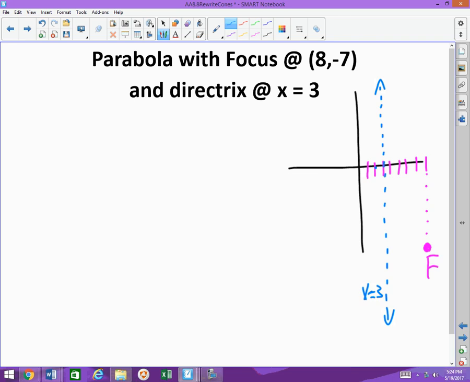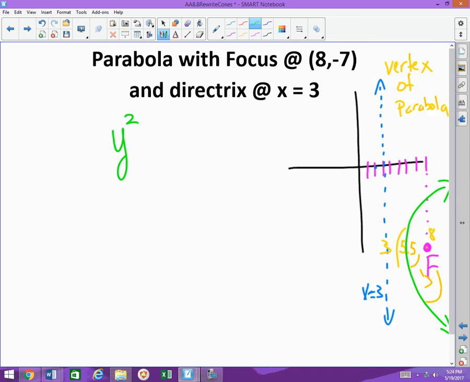which means the center of our parabola, or the vertex of a parabola, has to be halfway in between here and there. Well, if this is 3 and that is 8, halfway in between 3 and 8 is 5.5, comma, -7. And our parabola is going to be going like this. And since it is opening to the right, that is a y squared equals 4px type of parabola.